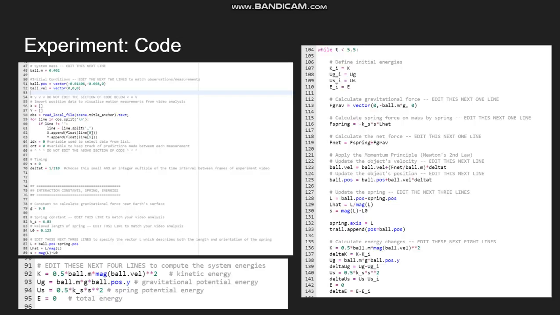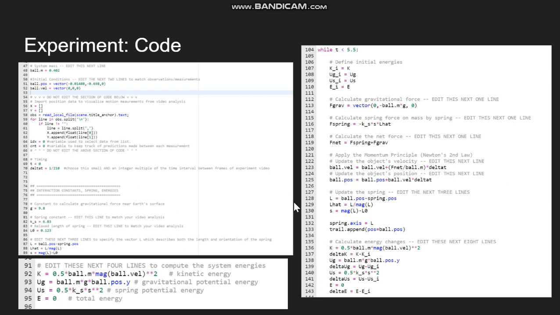Experiment code. Here are snippets of the code. Kinetic energy and potential energies can be seen in lines 92 to 95, as well as lines 136 to 143. These demonstrate the energy principle.